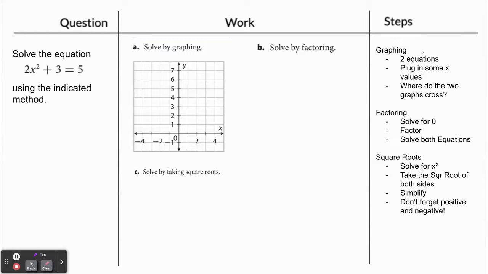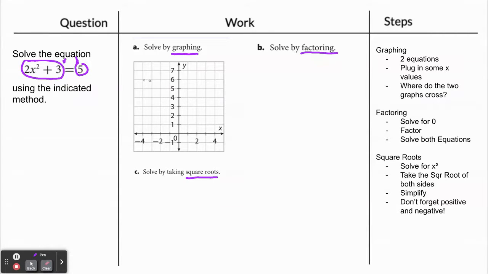So here we're asked to solve the equation. This might be a little bit longer because we're actually asked to do it three different ways. We're asked to solve it by graphing, factoring, and taking the square root. So to start by graphing, we're splitting it into two different equations here. We're graphing it when y is equal to 5 and when y is equal to 2x squared plus 3.